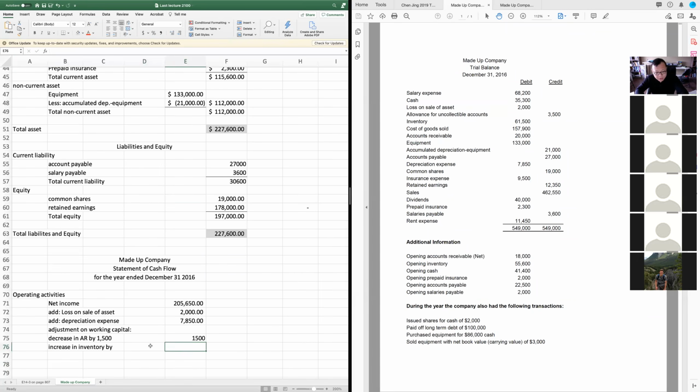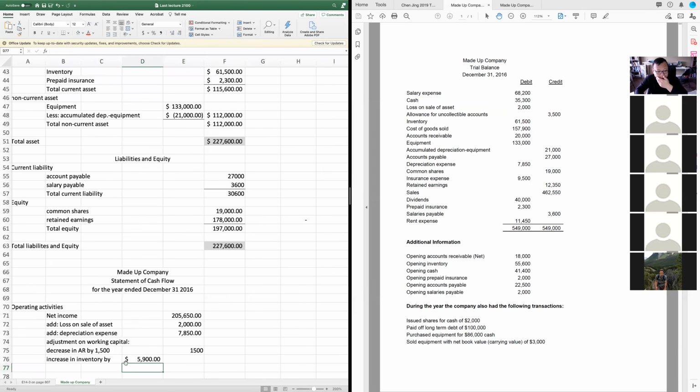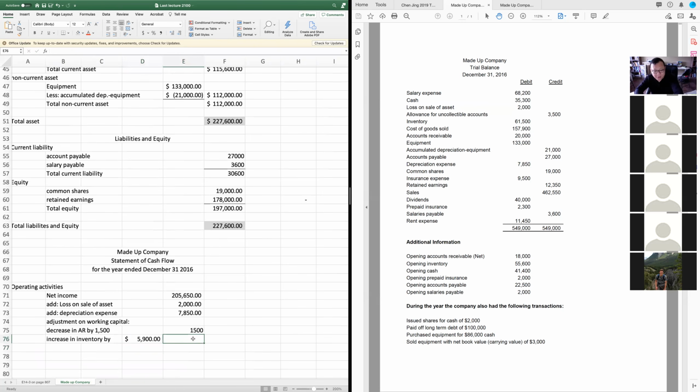Okay, so then we also have here an increase in inventory by how much? So this number would be the ending balance inventory minus the opening, which is 55,600. So there's an increase of inventory by 5,900. Okay, so your inventory increase means you are buying more inventory. Does that use your cash or you are collecting cash? Use cash. So add or subtract? Subtract. Very good. Yeah.